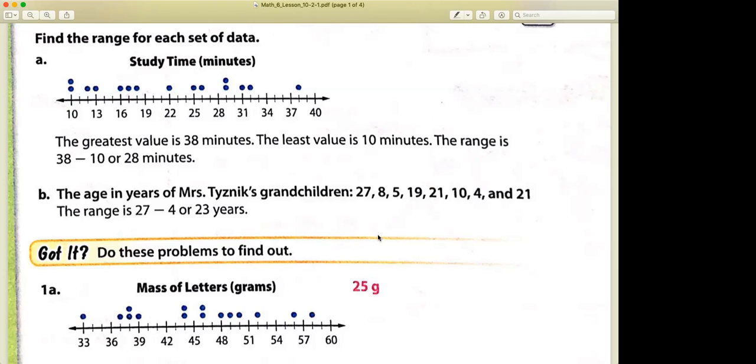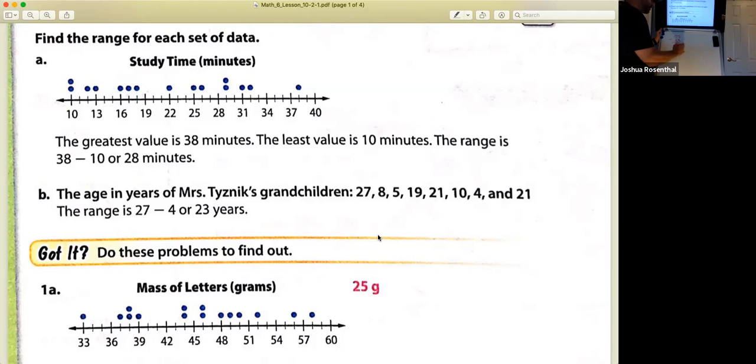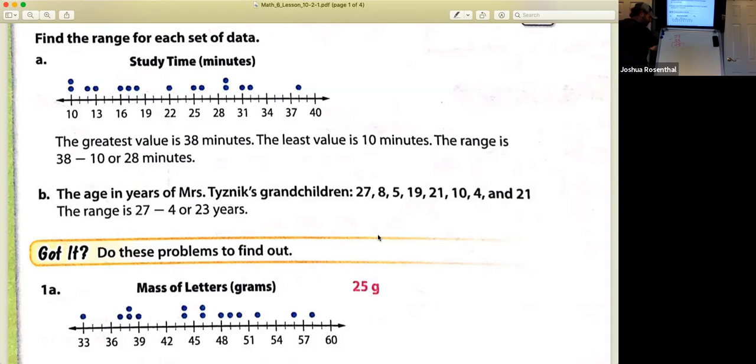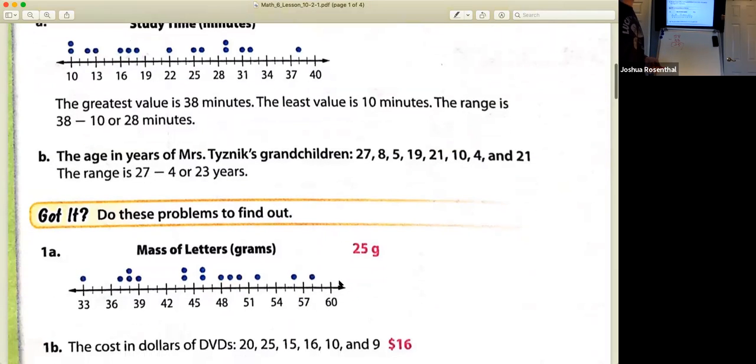Okay. So this one's going to be 58 minus 33, 25. It shows the answer on the problem. Yeah, it does. But calculate it anyway. See if you can get the answer in there. Okay, it tells you the answer is 16, but can you calculate it to be 16? So how do you get 16? It's the 25, it's the largest value, and the smallest value is 9, and that's how you get your 16. The range in DVD prices is 16. It's a $16 range.